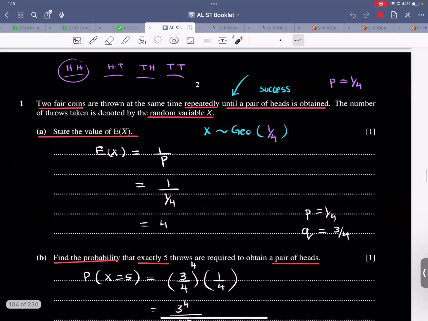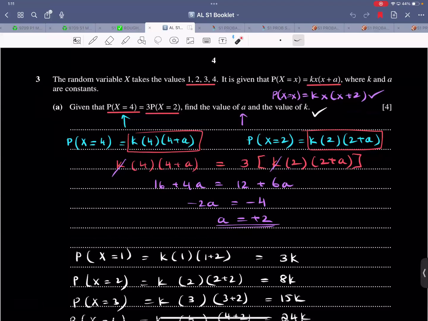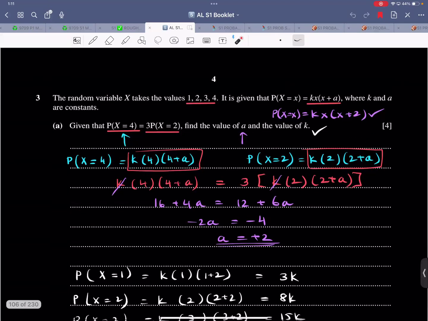This is again a geometric. Let me choose something different. Just go over it. The random variable x takes the value 1, 2, 3, 4. It is given that probability x is equal to x follows this formula, where k and a are constants. Then it says, given that probability x is equal to 4 is 3 times probability x is equal to 2.